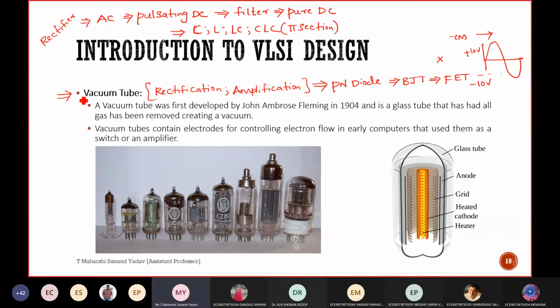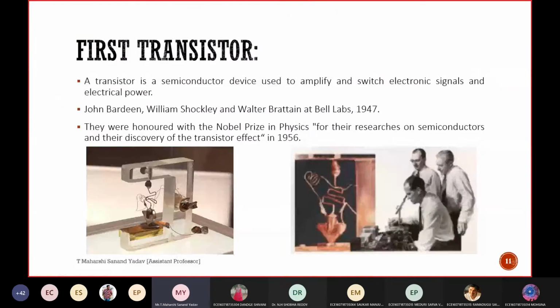Done. So earlier we made use of vacuum tubes, but the problem is they occupy a huge amount of space. That's a major disadvantage. That's the reason we next shifted to the PN diode. We already discussed PN diode working yesterday. Done. PN diode looks something like this.